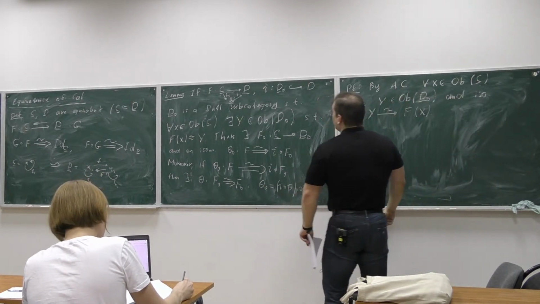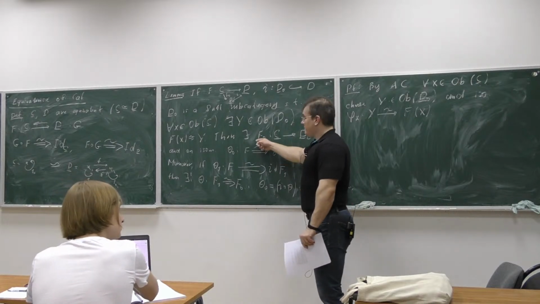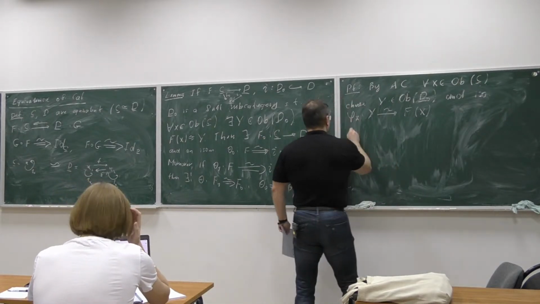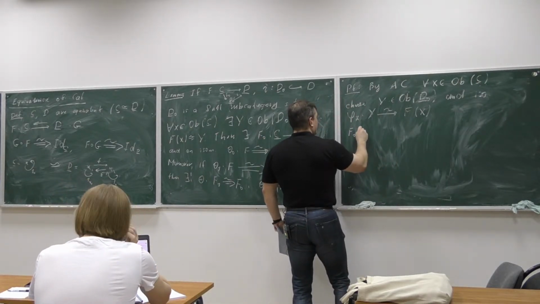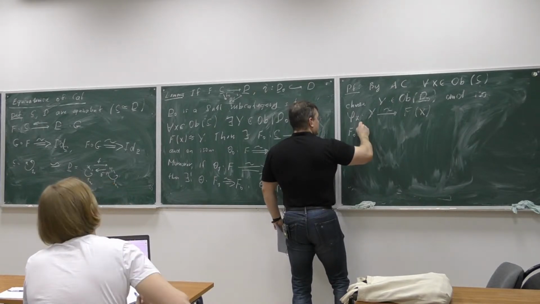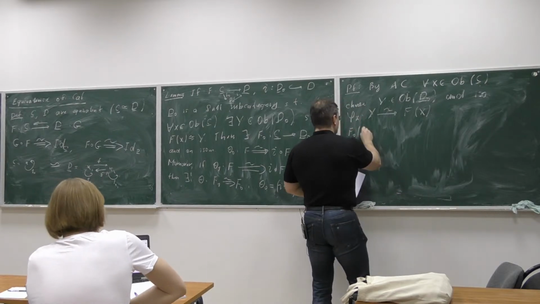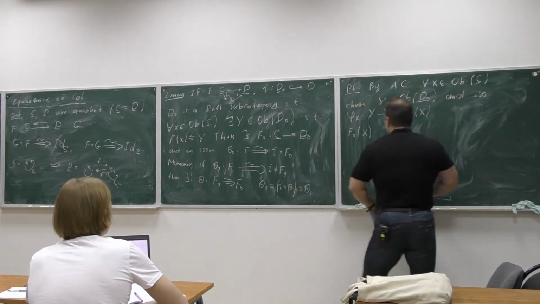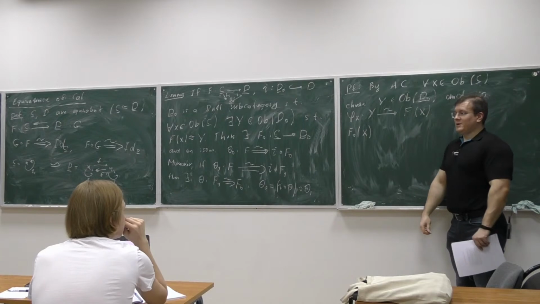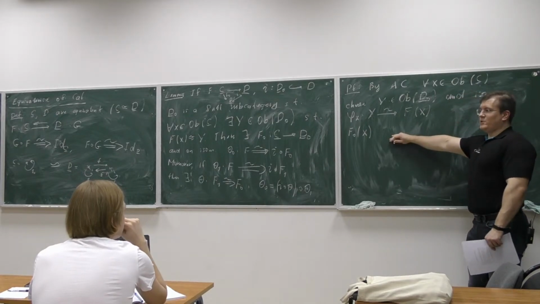So now I need to define the functor f0. I need to define f0 on objects and also on the arrows. So on objects, if I want to define f0 on x, do you have any ideas? What would be the right definition of f0 on x?